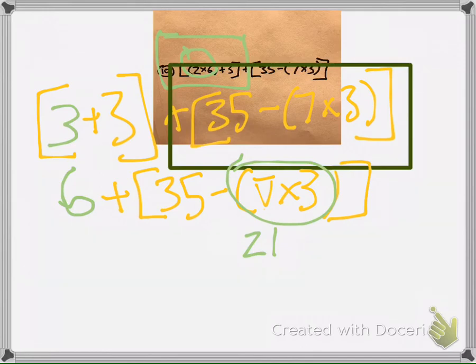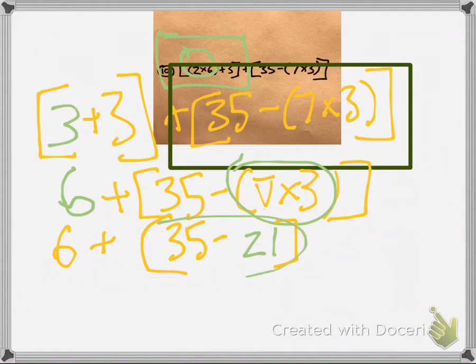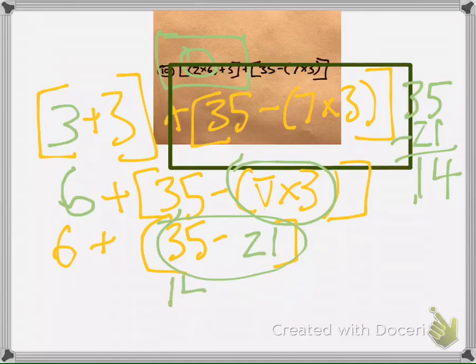And then rewrite everything else. 35 minus 21. And then I'm going to add 6 on the outside. So now, go ahead and do our second to last step. Circle the 35 minus 21. Go ahead and do the work on the side. Get 14. And I'm going to let you finish off this question. 6 plus 14. Hopefully this helped.